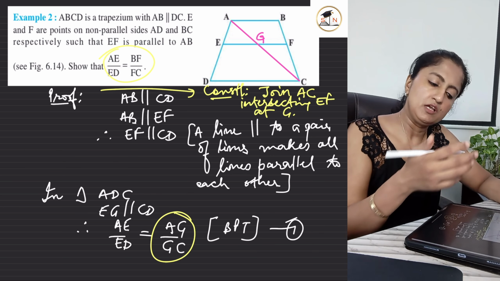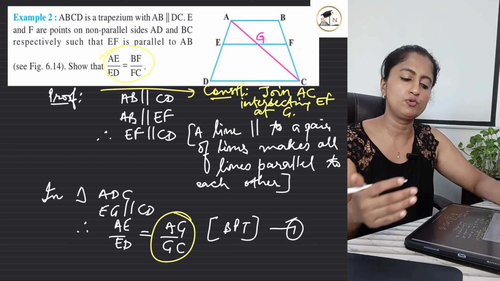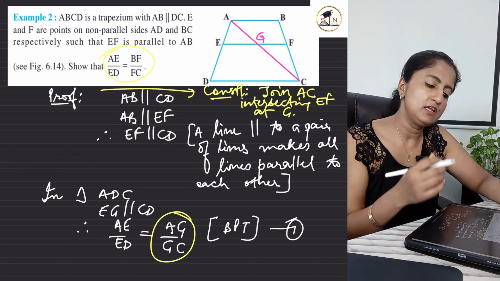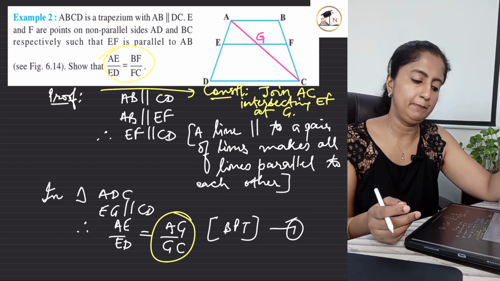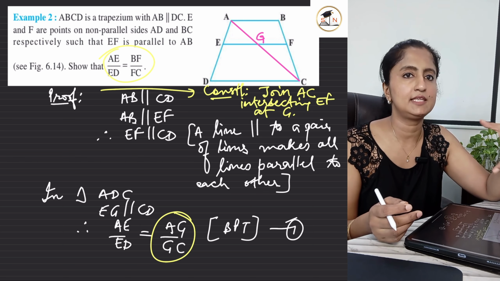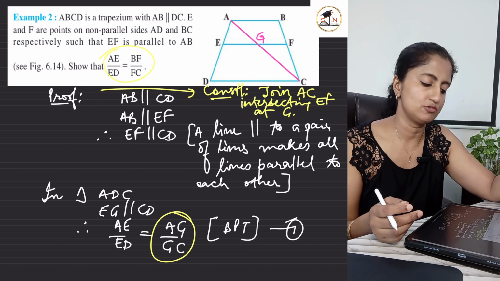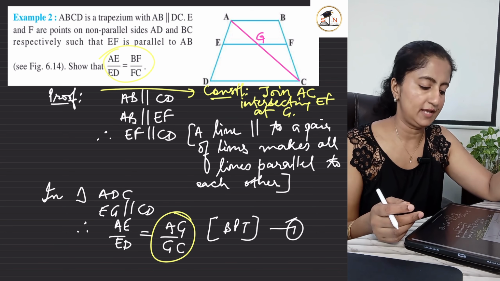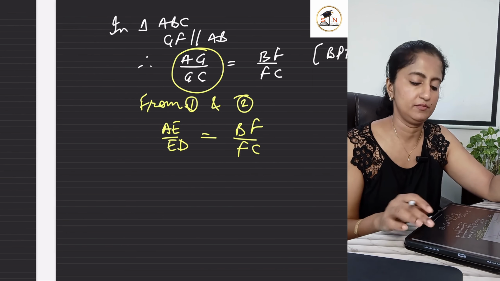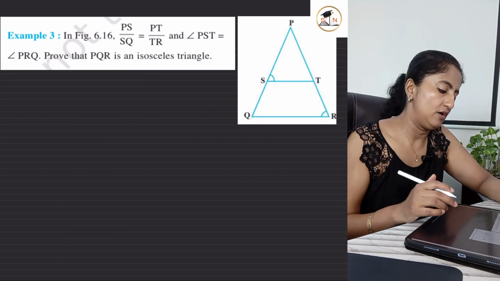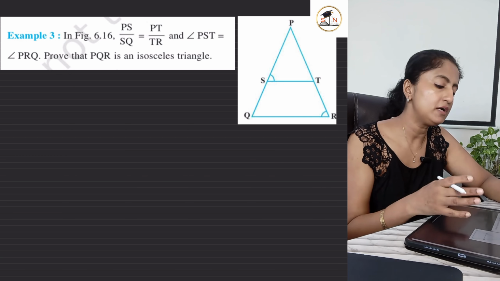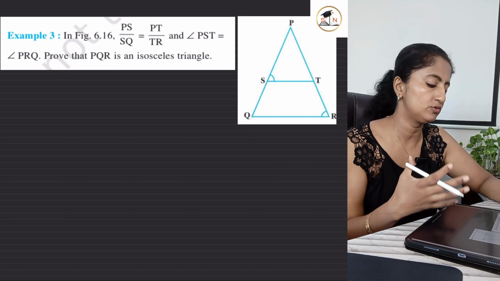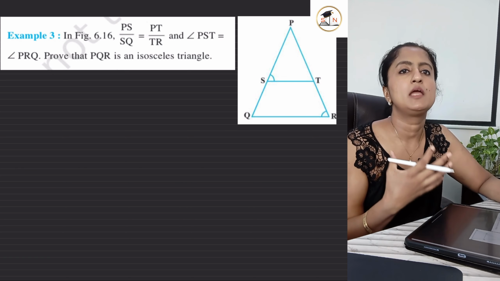Now, what did we do over here? We just drew a diagonal, and then we divided the whole trapezium into two triangles, used BPT in each of the triangles, and then just compared the ratios. That's all with this question, and hence it's pretty easy again. Now, again, example 3. We are yet to start with the exercise, but yes, these questions with respect to this second exercise are important.